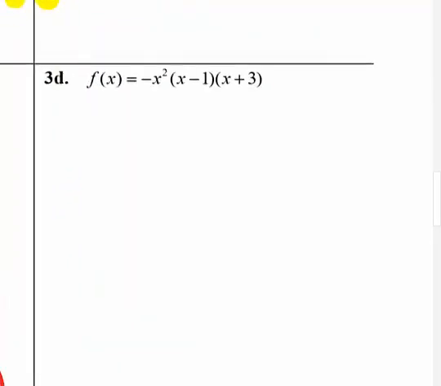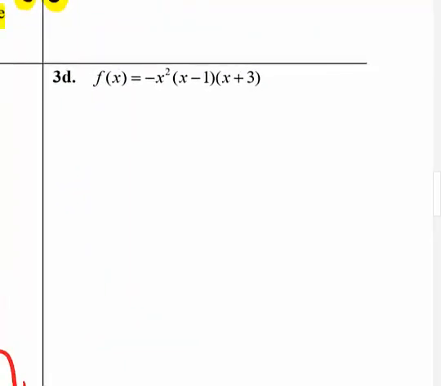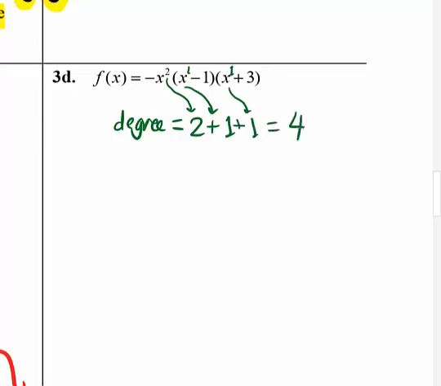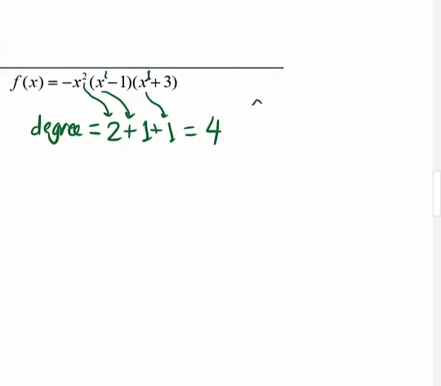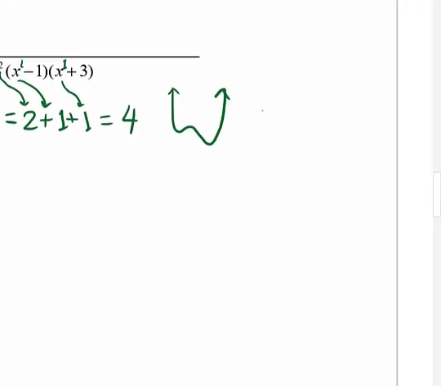So here we go. This is a good one. Let's try this out. I could multiply it all out and then do the same thing, but I'm just going to say the degree is going to be all the exponents added together. The 2, plus this x has an invisible 1 power, and this last x also has an invisible 1 power. If I add those together, of course, I get 4. So I have a 4th degree, which means it's either going to be some sort of parabola shape, up on the left and up on the right, or down on the left and down on the right.